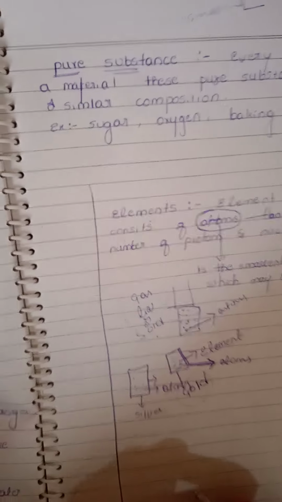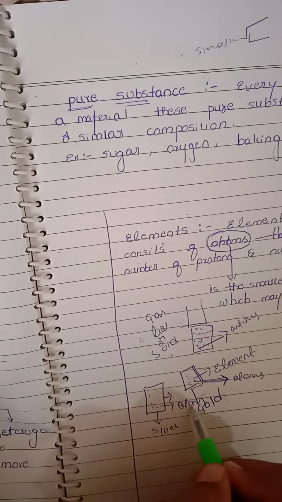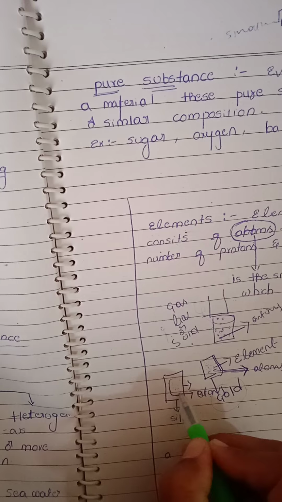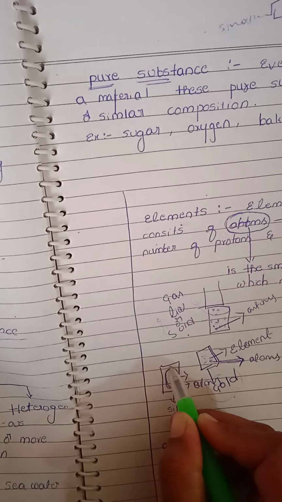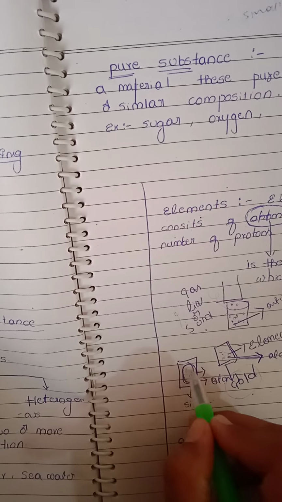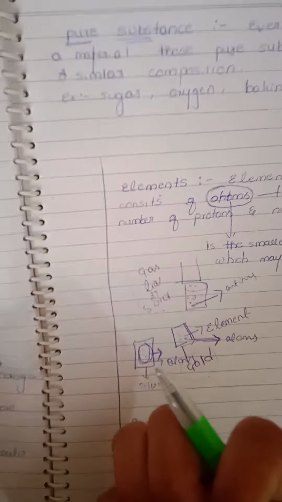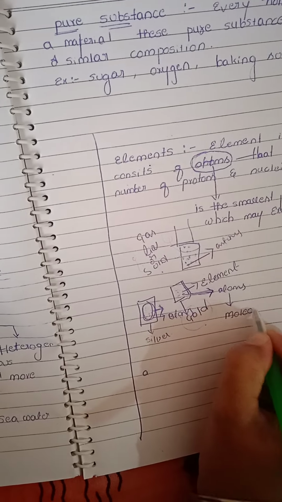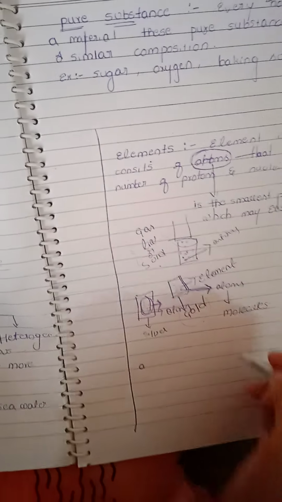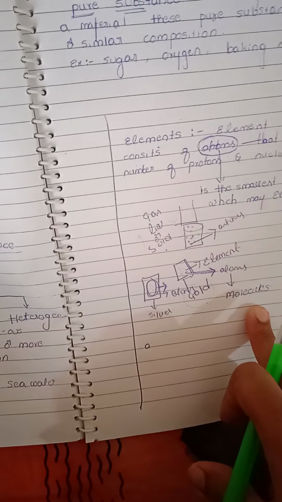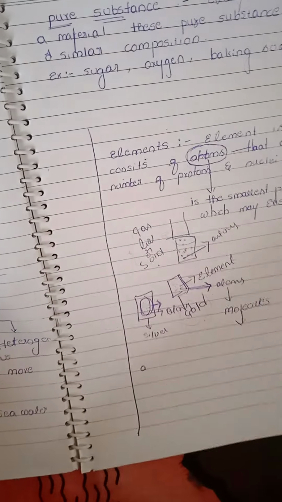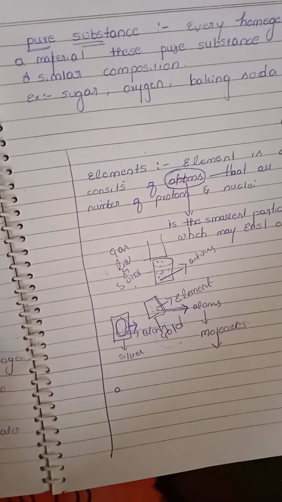These small particles called atoms are combined to form a molecule. What are atoms combined to form? A molecule. These molecules make up different kinds of substances around us. Got it?